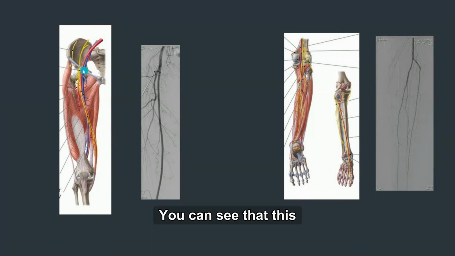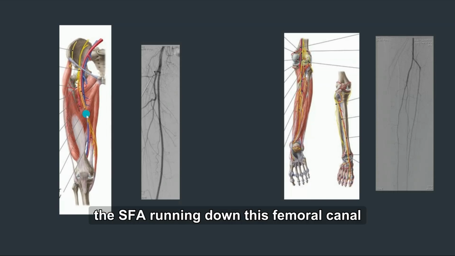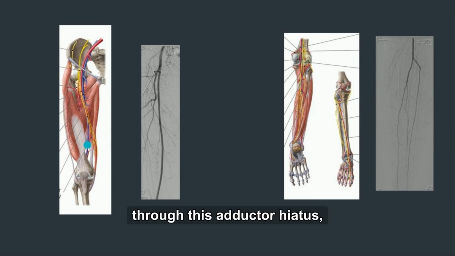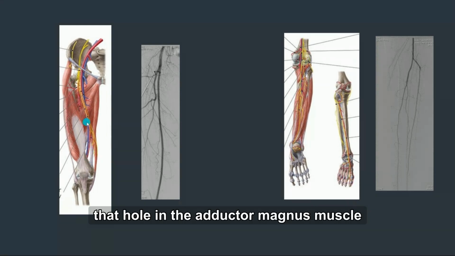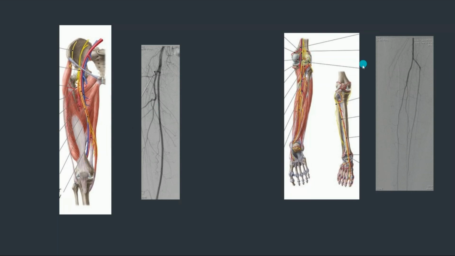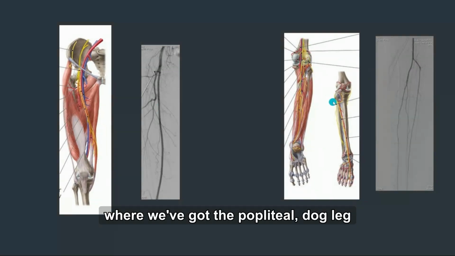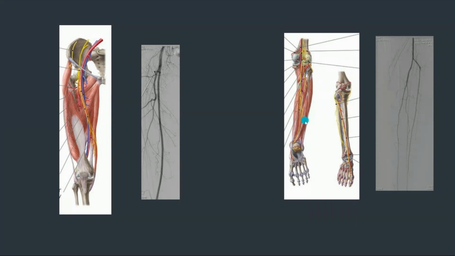You can see that this is the inguinal ligament I was chatting about earlier, and that's the external iliac artery becoming the common femoral artery, the profunda branches, the SFA running down this femoral canal through this adductor hiatus, that hole in the adductor magnus muscle, round to the back of the knee where we've got the popliteal, dog leg out: anterior tibial, the tibio-peroneal trunk, peroneal, which you can't see here, and the posterior tibial.